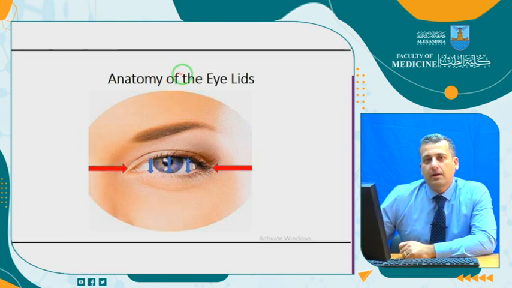المسافة اللي موجودة بين الupper والlower lid اسمها البالبيبرال fissure. So now we have the upper and lower lids. These lids fuse at the inner canthus, and this is the junction close to the nose, and they fuse at the outer canthus, and this is the junction close to the ear. The space between the upper and lower lid is called the palpebral fissure.